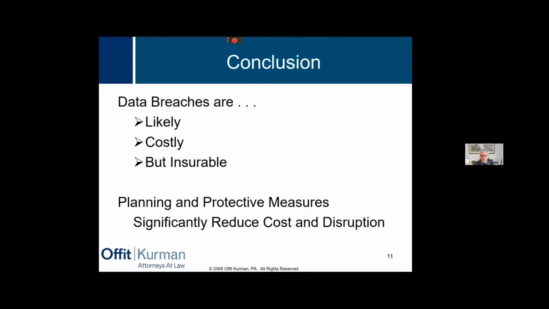So in conclusion, data breaches are likely to occur. You're in an industry that is in the crosshairs of data breach bad actors. If you get hit with it, it's going to be costly, even if the studies that I've cited somehow exaggerate the cost for your particular practice. It's still going to be hundreds of dollars per record, which is a very substantial risk for any practice. But these risks are insurable, and so you should pursue cyber insurance diligently. And finally, planning and protective measures can significantly reduce both the cost of a cyber incident and the disruption that an incident has on your practice.